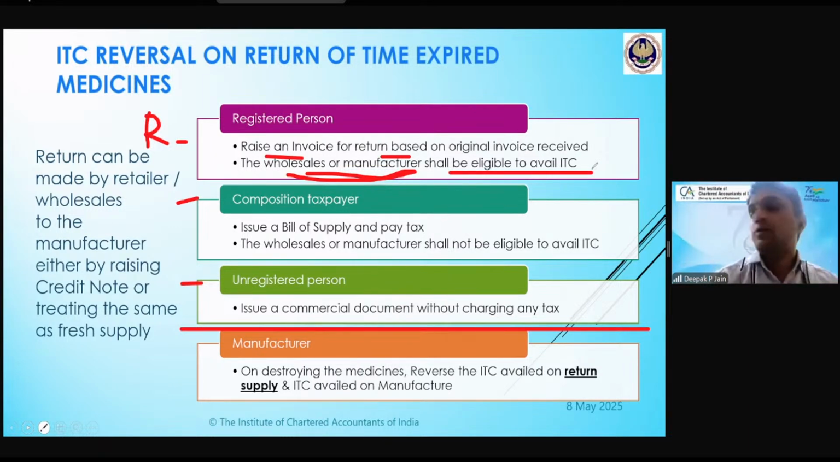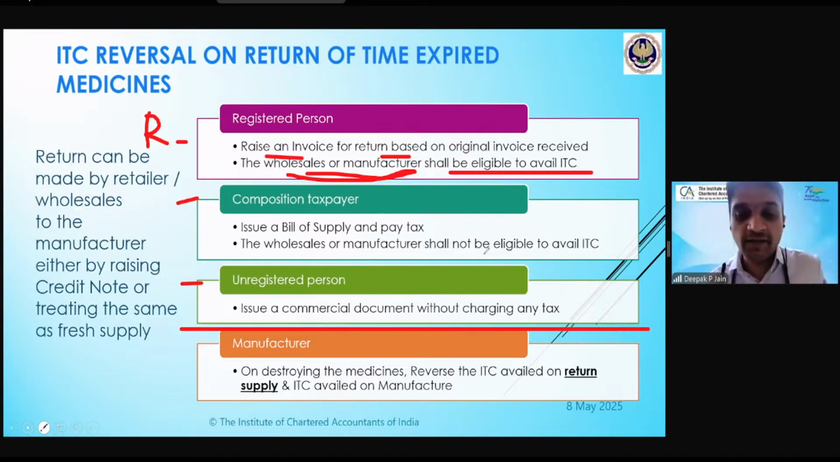Clear? Then if this retailer is not a registered person, he's a composition taxpayer, then what happens? He will issue a bill of supply and pay the tax. And for composition supply, the wholesaler or manufacturer cannot claim the ITC. So they cannot claim the ITC. It's a loss for them, because they cannot give any exception to a composition taxpayer कि नहीं आप sale of medicines कर रहे हो तो credit मिल जाएगा, ऐसा नहीं है.